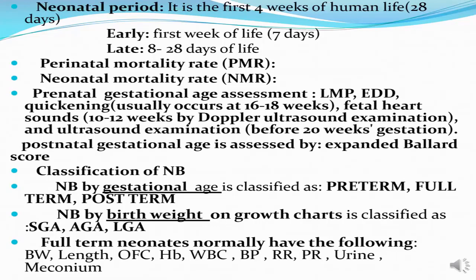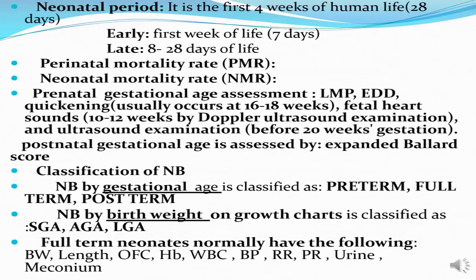How do we assess gestational age? The obstetrician will assess the gestational age prenatally by last menstrual period, expected delivery date, quickening, fetal heart sound, and by ultrasound examination before 20 weeks of gestation. Postnatal gestational age is assessed by the expanded Ballard scoring system, and after completing the scoring, we classify the baby as term, preterm, or post-term. Then we put the gestational age against the weight, length, and OFC, and classify them as small for gestational age, appropriate for gestational age, or large for gestational age babies.